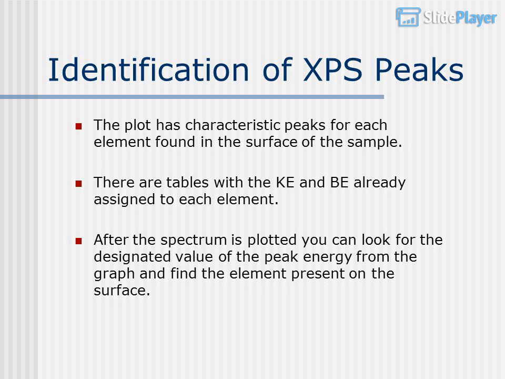Identification of XPS peaks. The plot has characteristic peaks for each element found in the surface of the sample. There are tables with the K and B already assigned to each element. After the spectrum is plotted, you can look for the designated value of the peak energy from the graph and find the element present on the surface.